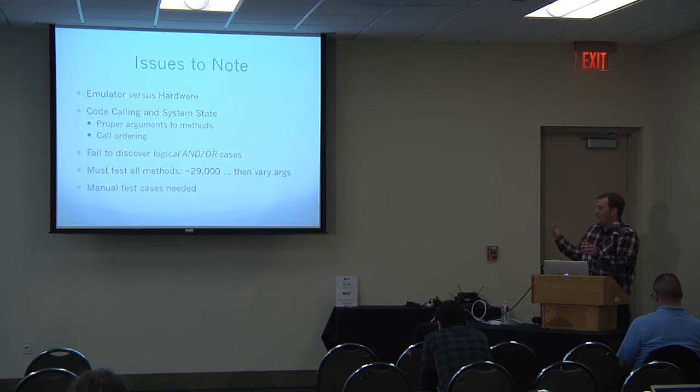And there's, at this point, over 29,000. And then you vary those method arguments. That's a lot of test cases to be generating. Of course, they're doing this automatically. However, there are cases where they do it manually.